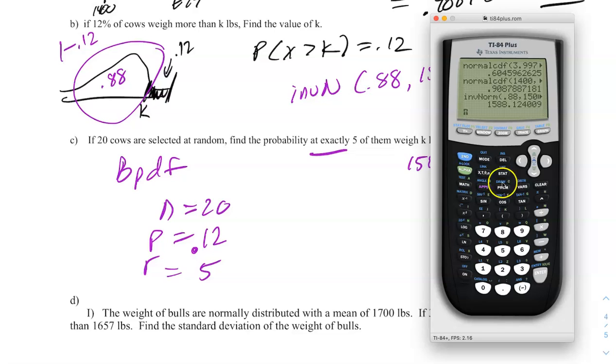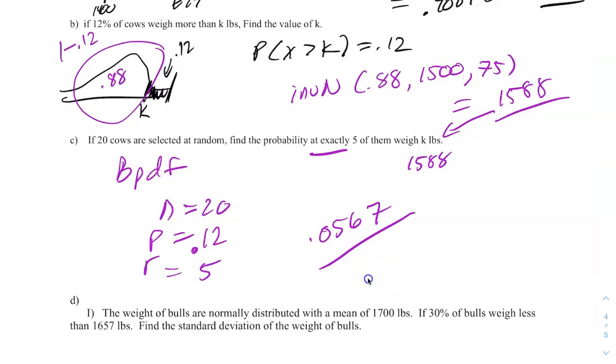So second distribution, binomial PDF, 20, 0.12, and 5. And I get 0.0567. 3 sig figs perfectly. So you get that.